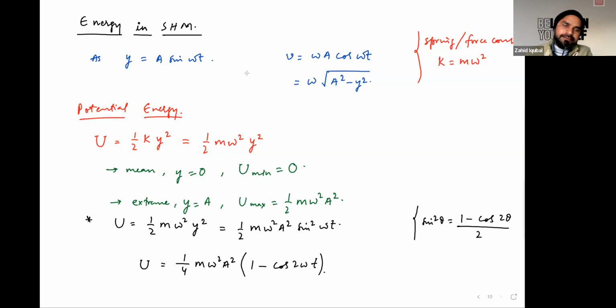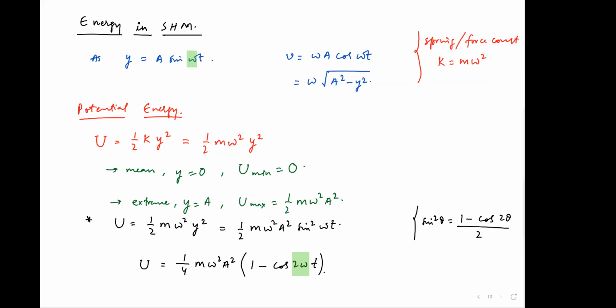Now from this part, we can say displacement has angular velocity omega, but for potential energy, we have angular velocity twice omega. It means potential energy oscillates with twice the angular velocity of displacement, or potential energy will have time period half of that of displacement. Khalid, is it clear? Yes, sir. Okay, first write it down this part.